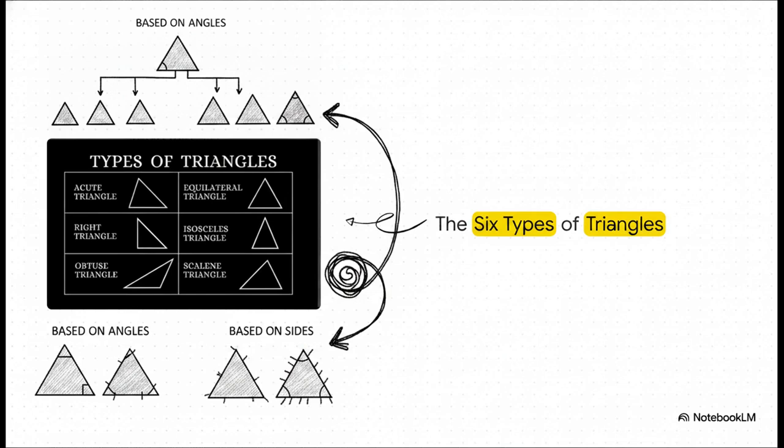But if we sort them by their sides instead, we find equilateral triangles, where all 3 sides are perfectly identical. Then there's isosceles, where just 2 sides are equal twins.